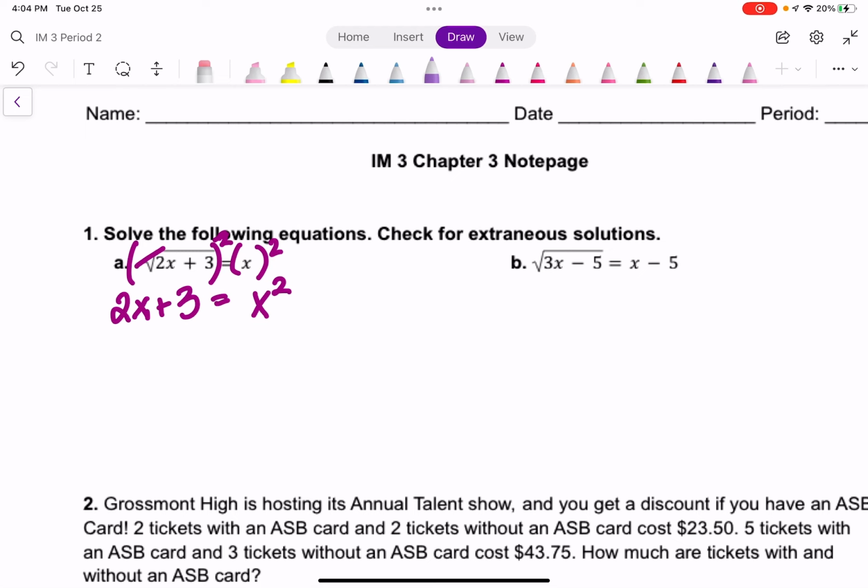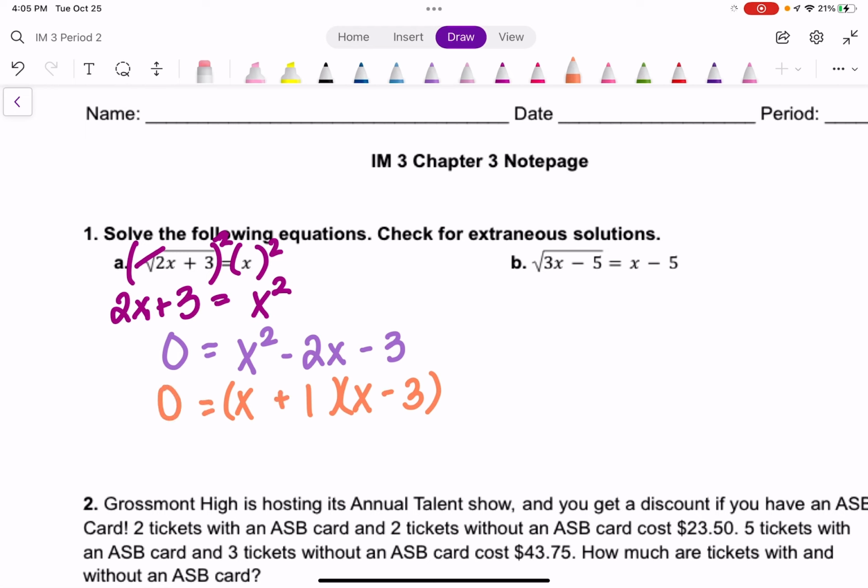So let's move over the 2x plus 3. So we'll have 0 equals x squared. When we subtract 2x from both sides, we'll have minus 2x. And when we subtract 3, we'll have minus 3. Okay, so at this point, we can factor our quadratic. So we get x and x. Multiplies to 3, adds to 2, well, 3 and 1, then we want it to be negative, so minus 3 plus 1. Okay, so our solutions here are x equals minus 1 and x equals 3.